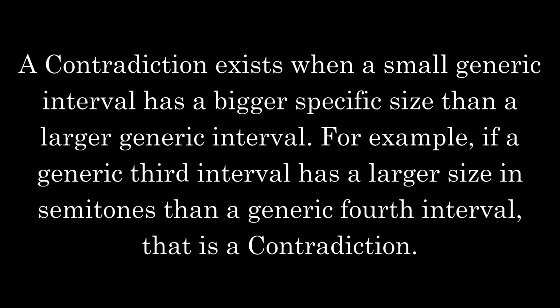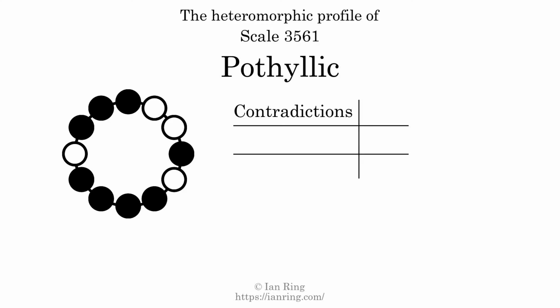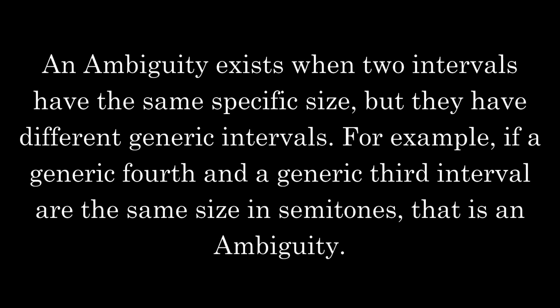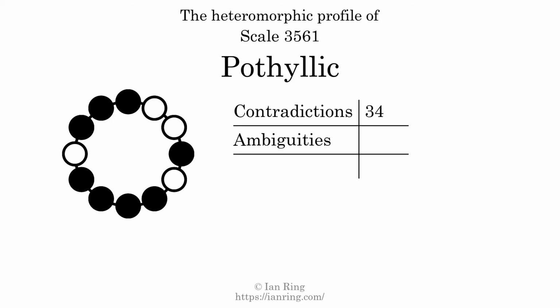A contradiction exists when a small generic interval has a bigger specific size than a larger generic interval. For example, if a generic third interval has a larger size in semitones than a generic fourth interval, that is a contradiction. The number of contradictions in this scale is 34. An ambiguity exists when 2 intervals have the same specific size, but they have different generic intervals. For example, if a generic fourth and a generic third interval are the same size in semitones, that is an ambiguity. The number of ambiguities in this scale is 56.